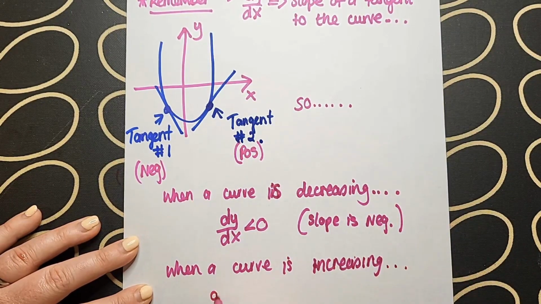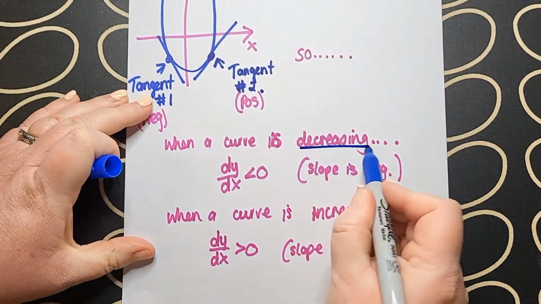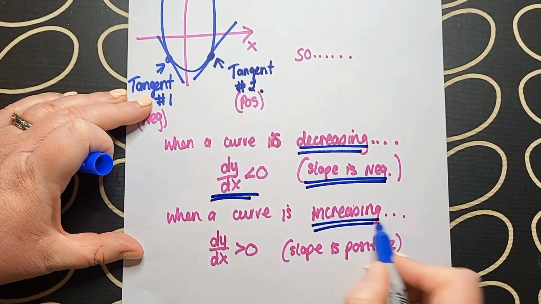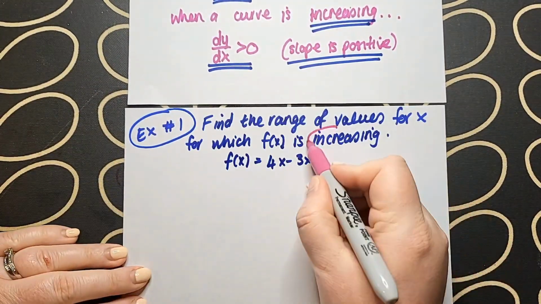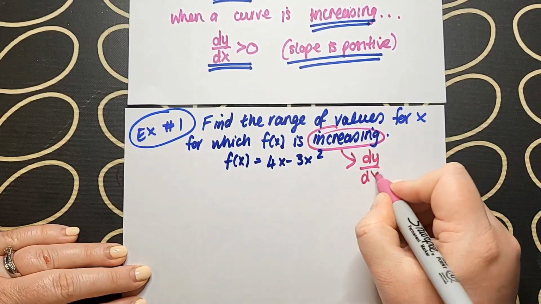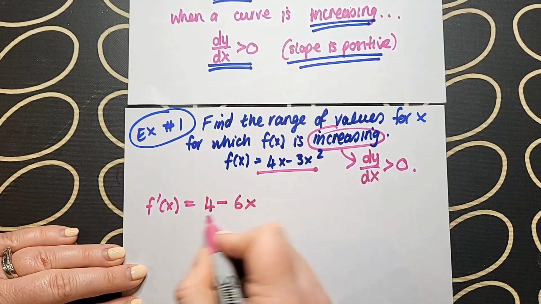So what information does this give us? Well, when our curve is decreasing, we have a negative slope and our dy dx is less than 0, which is tangent 1. When we have a curve that is increasing, we have a positive slope. Our dy dx is greater than 0, just like tangent 2.